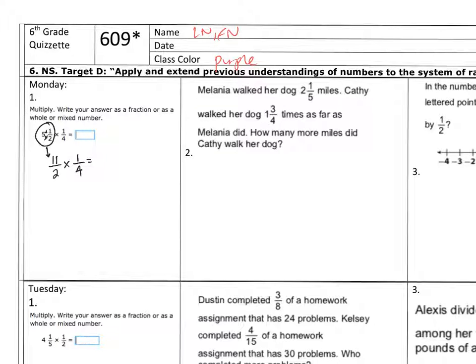And when you're multiplying fractions, you just do it straight across. It's probably the easiest thing when it comes to fractions. 11 times 1 over 2 times 4. 11 times 1 is 11. 2 times 4 is 8. And it says, write your answer as a fraction or as a whole or mixed number. So let's go ahead and write it as a mixed number.